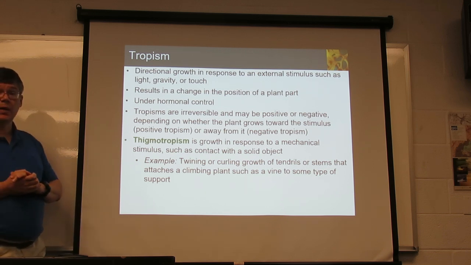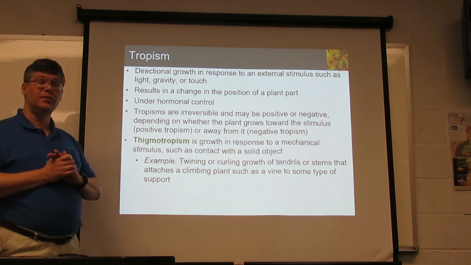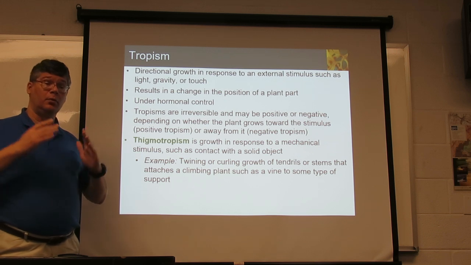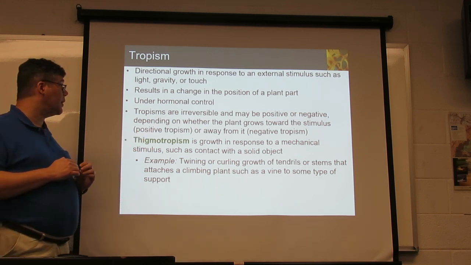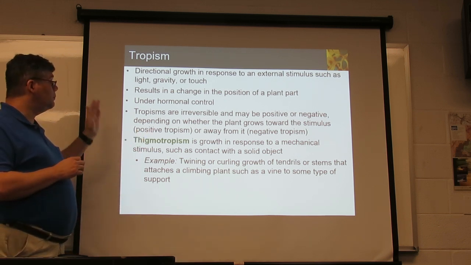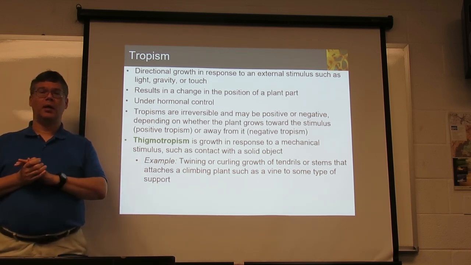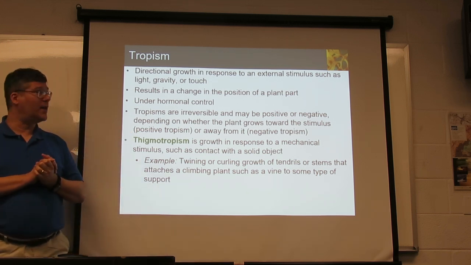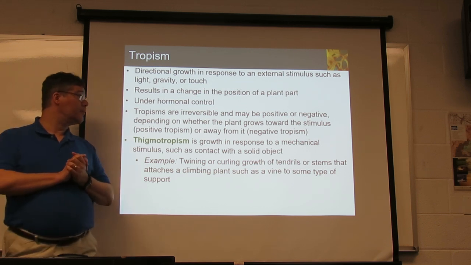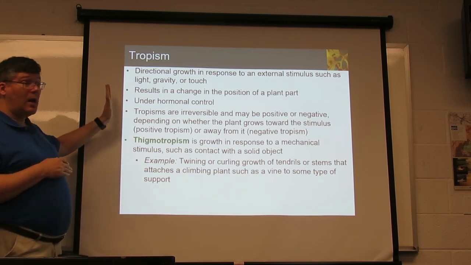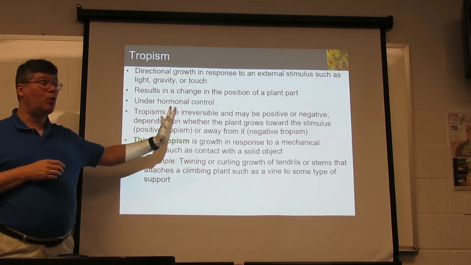These happen in response to various hormones that tell the plant when it's encountering something. Once a plant has grown some way, it can't undo it. It's going to be like that. This may be positive or negative. It might grow towards something or away from something.